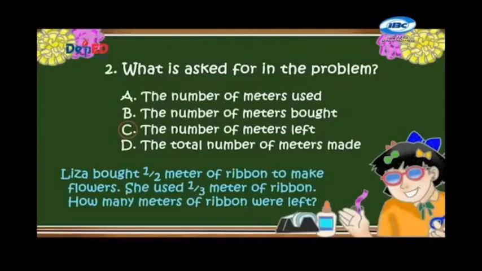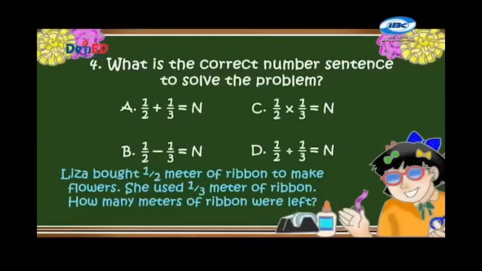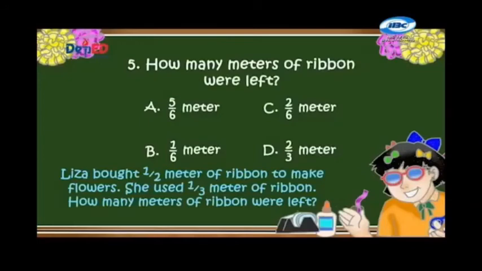Number 3. What is the operation to be used to solve the problem? The correct answer is B. Subtraction. Number 4. What is the correct number sentence to solve the problem? The correct answer is B. 1/2 minus 1/3 equals n. Number 5. What is the correct answer to the problem? The correct answer is B.